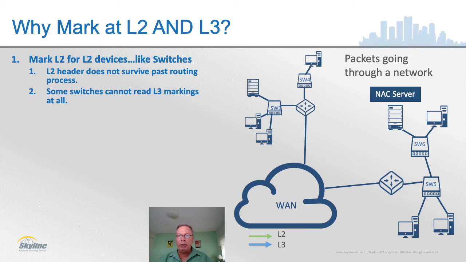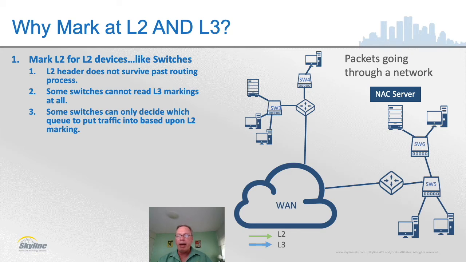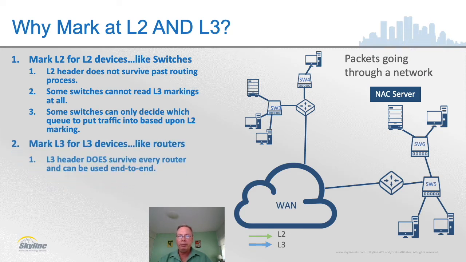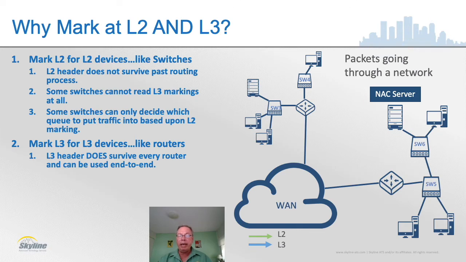Now, even though some switches can read layer 3 markings, some cannot. So if I want to apply QoS to a particular type of traffic at layer 2, I may need to mark at layer 2. But knowing that that marking is going to be wiped out at the router, I may need to mark at layer 3 also, so that, as I said, that marking can be preserved as it passes its way through multiple routers. That way, the layer 3 header, including that marking, like DiffServ code point or IP precedence, does survive router to router.